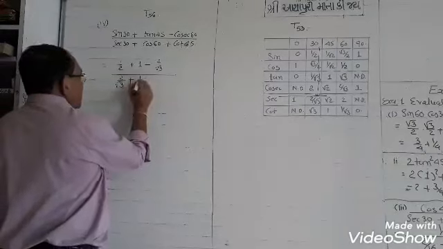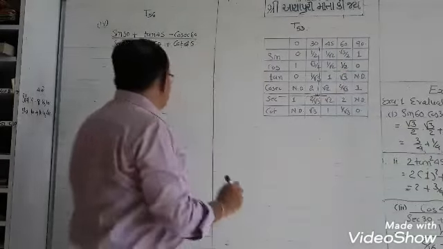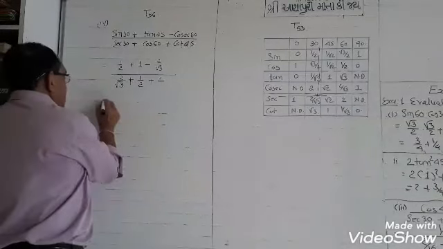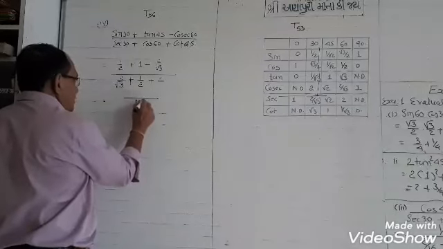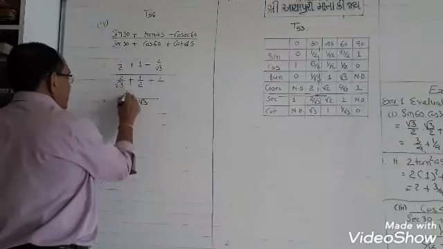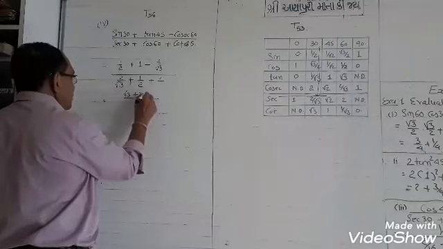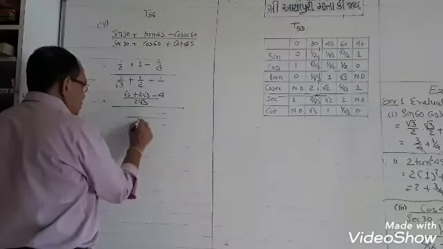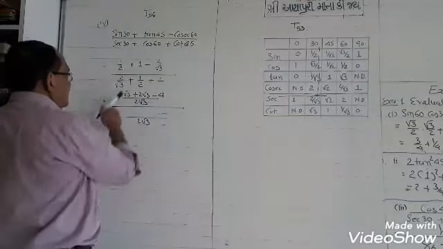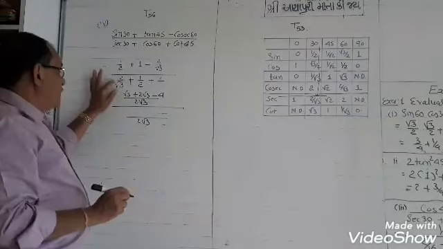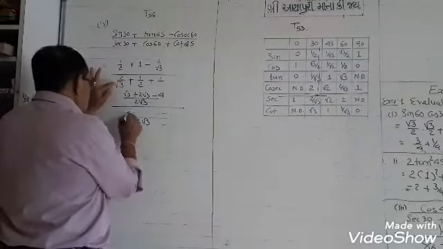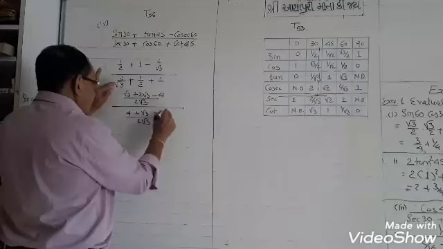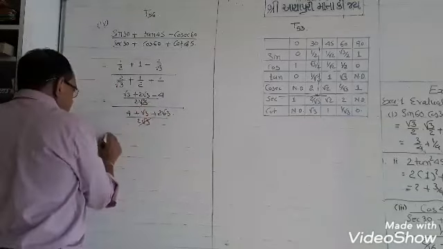Cos 60 is 1 over 2, plus cot 45 is 1. 2 root 3 is your LCM. So here root 3 plus 2 root 3 minus 4 whole upon 2 root 3, here also 2 root 3 is your LCM. I will take it, 2 root 3, 2 twos are 4, plus root 3 plus 2 root 3. Here 2 root 3 cancel.